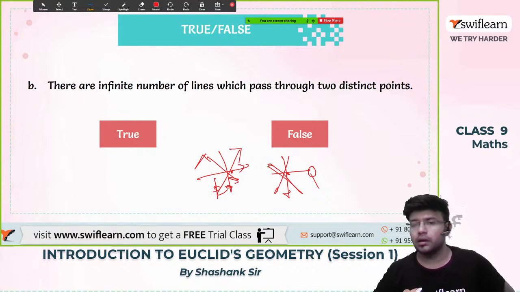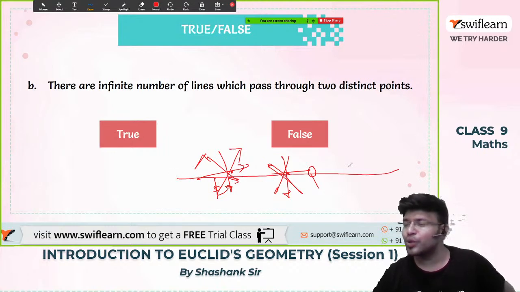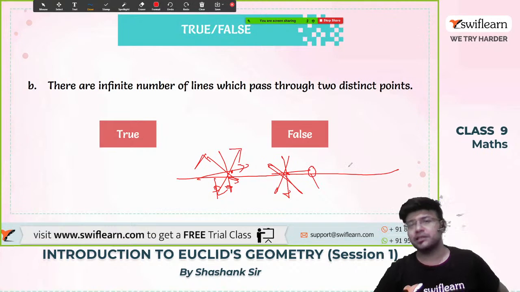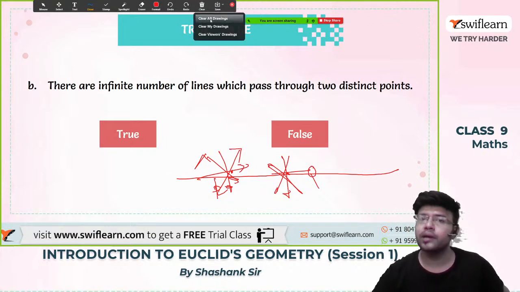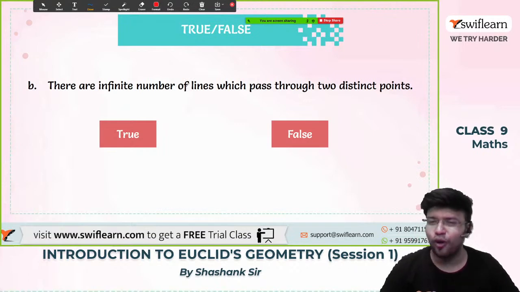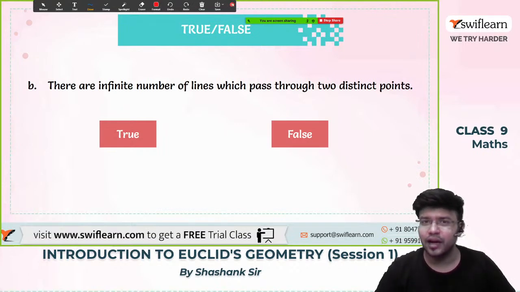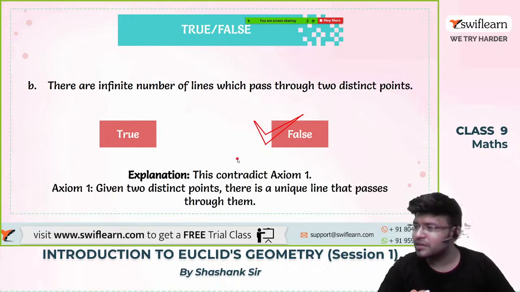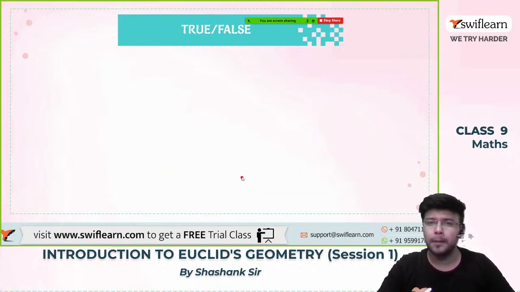But क्या बोला axiom 1? Okay, what does axiom 1 say? There can be only one unique line which passes through both the points. So what is the answer for this? Sudhir, you have answered it false, and that is the right answer. False is the right answer. Yes, it is a contradictory statement to axiom 1.